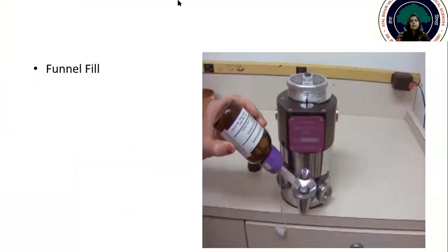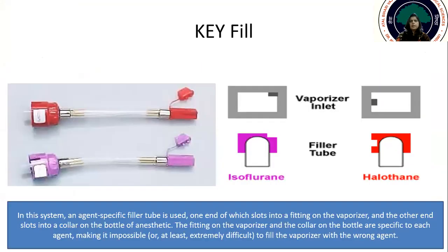Initially, the filling device system was funnel fill. See, there's a funnel and the vaporizing agent is poured inside the vaporizing chamber. There was overspilling and it was not a very accurate method. Then comes the key fill. Key fill is just like a lock and key type of system. You can see this is a vaporizer inlet which has a hole over here, and the corresponding groove is found on the filler tube.